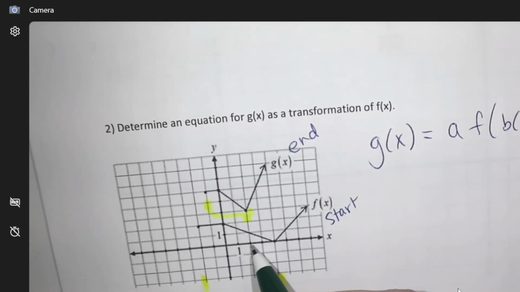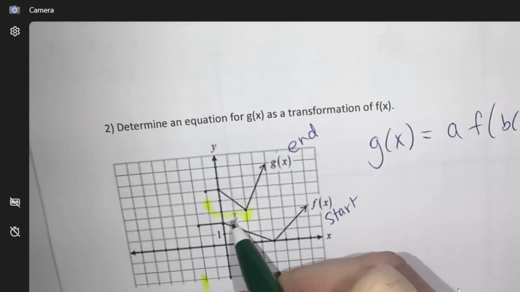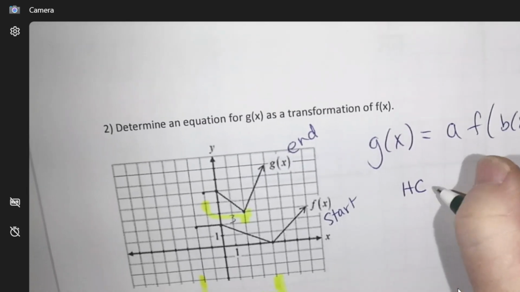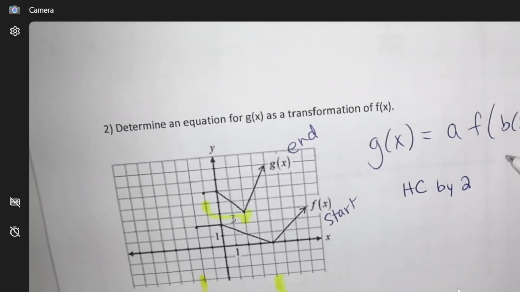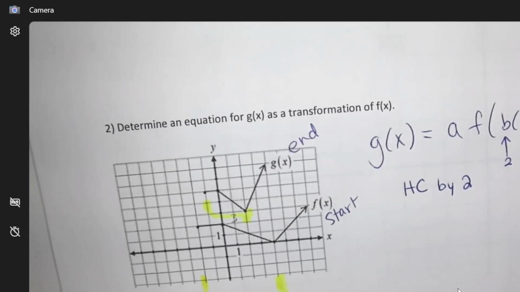1, 2, 3, 4, 5, 6 spaces. Now there are 3. So I have horizontal compress by 2. Okay, so I'm going to visually do that. Okay, so what does it mean? It means x values need to be cut in half.